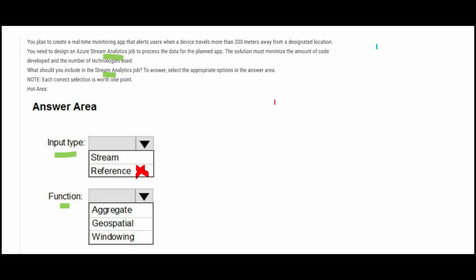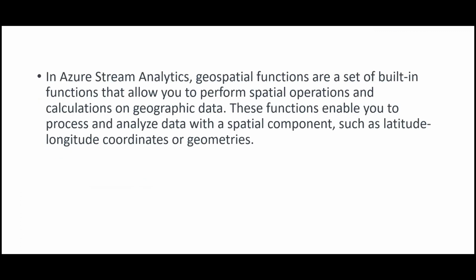The moment I saw the location analytics coming into place, I would use geospatial. So I would not use aggregate and windowing. I would use geospatial because I saw this location being brought into the equation. Geospatial is a built-in function that allows you to perform spatial operations. The moment this guy moves 200 meters away, how will that be done? Through geospatial operations. They will perform calculations on geographic data like latitude, longitude, and geometrics. That is how the geospatial function works. Latitude, longitude, very important. Geometrics, very important.